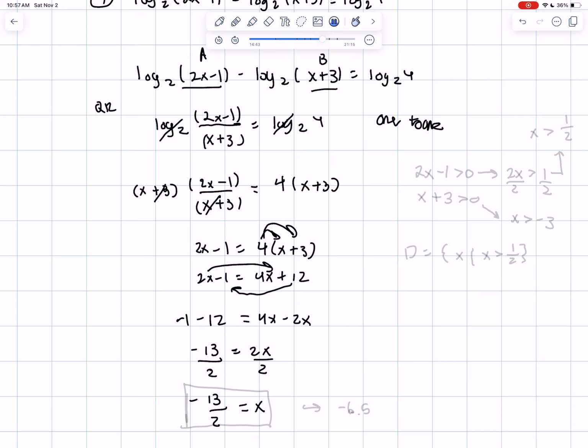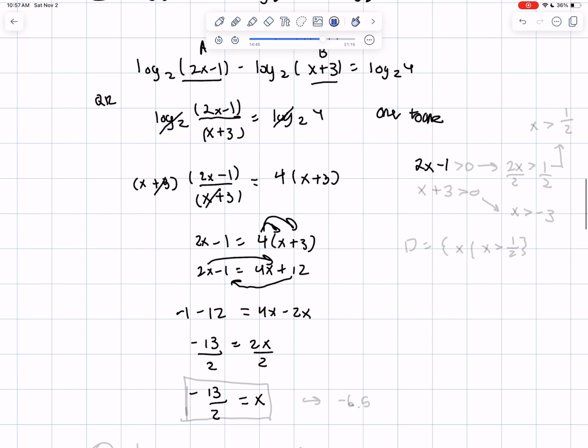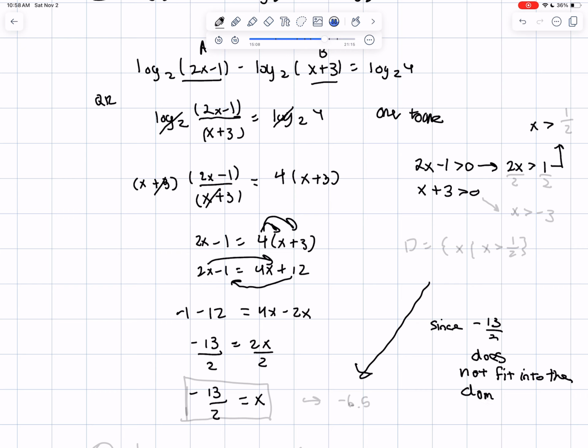So it means I'm going to do 2x minus 1 is greater than 0, and x plus 3 is greater than 0. And then we can rewrite that as 2x is greater than 1, which we can rewrite further as x is greater than 1/2, because all I did was divide the 2 here to move it to the other side. And then x plus 3 greater than 0 will be x is greater than minus 3.